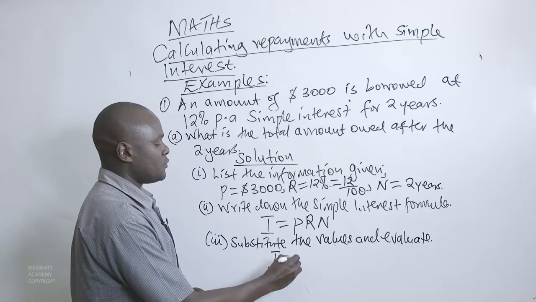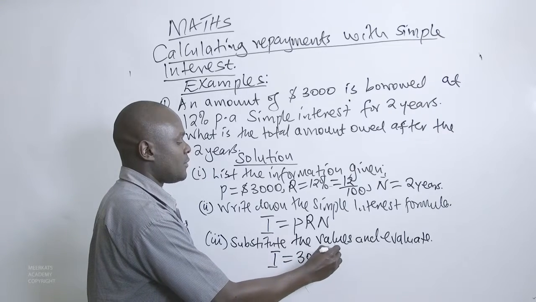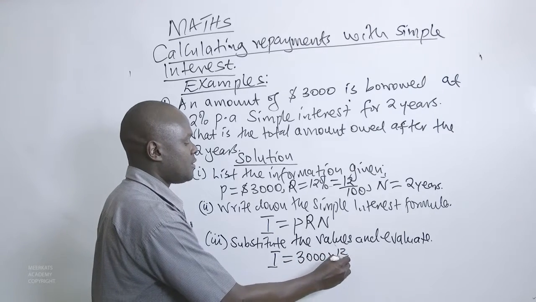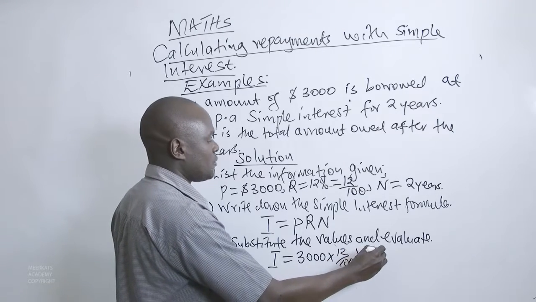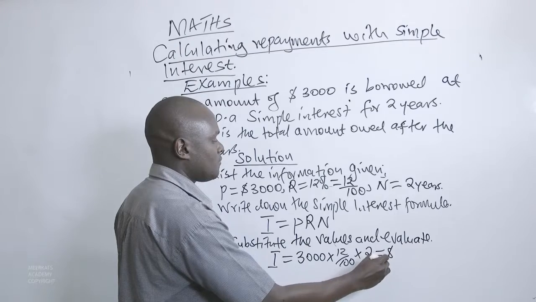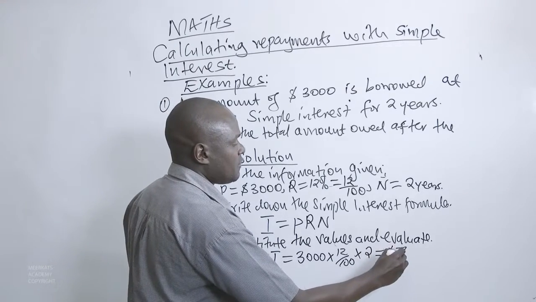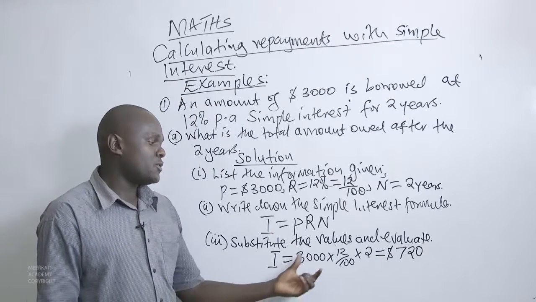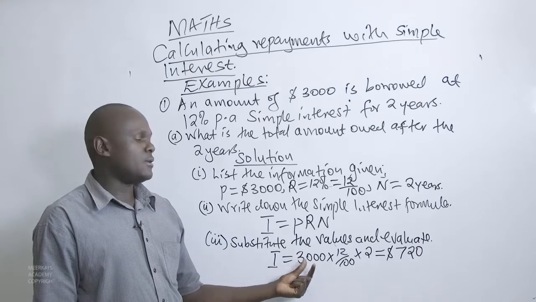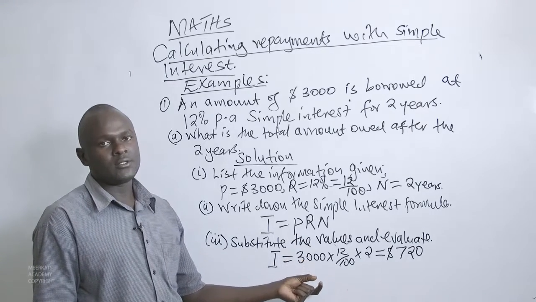The interest will be equal to the principal, which is $3,000, multiplied by the rate, 12 out of 100. Lastly, we multiply by the duration, which is 2. And this will give us $720. So this is the interest that will accrue over a duration of 2 years.